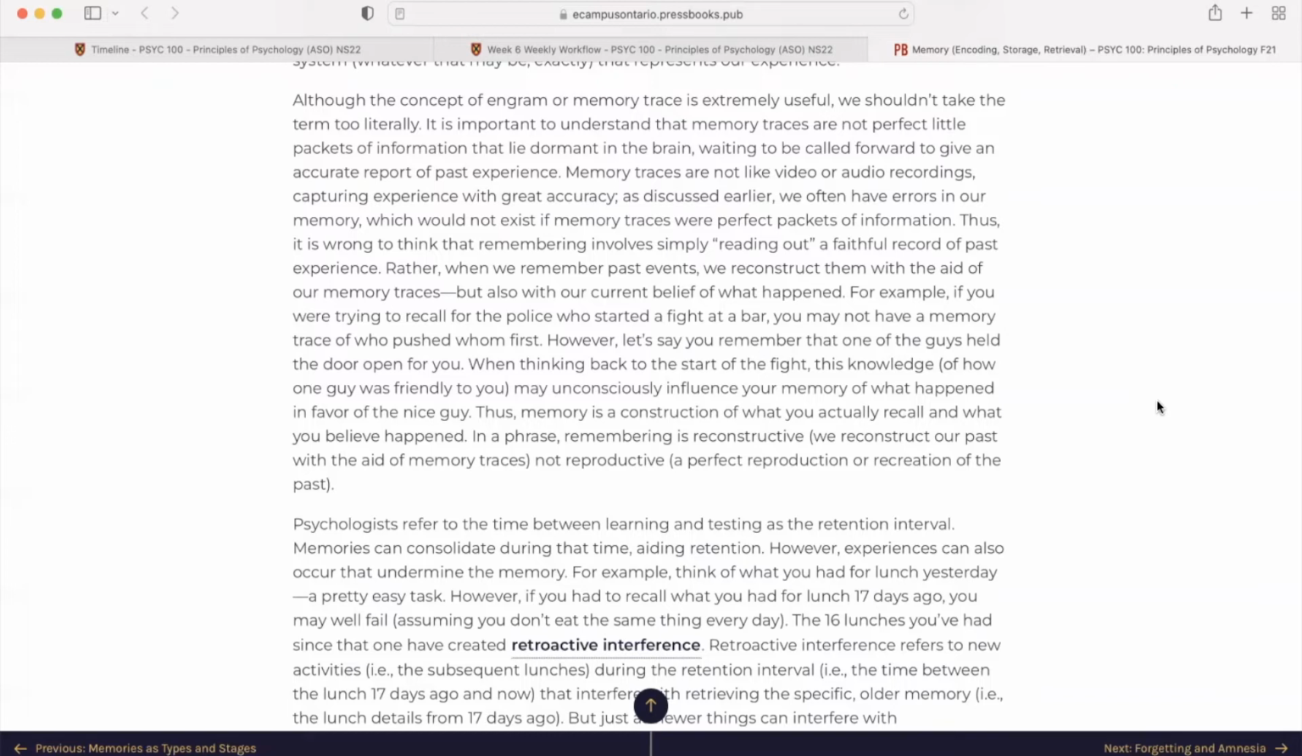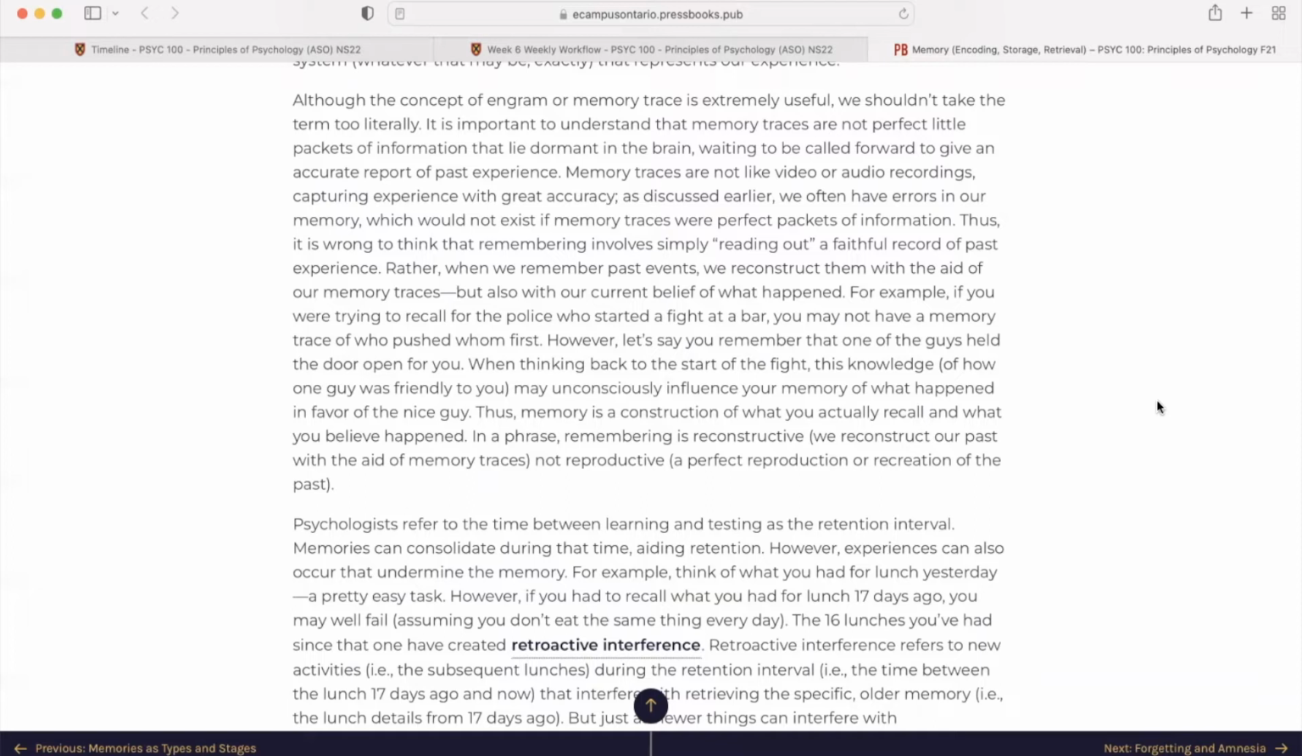As discussed earlier, we often have errors in our memory, which would not exist if memory traces were perfect packets of information. Thus, it is wrong to think that remembering involves simply reading out a faithful record of past experience. Rather, when we remember past events, we construct them with the aid of our memory traces, but also with our current belief of what happened.